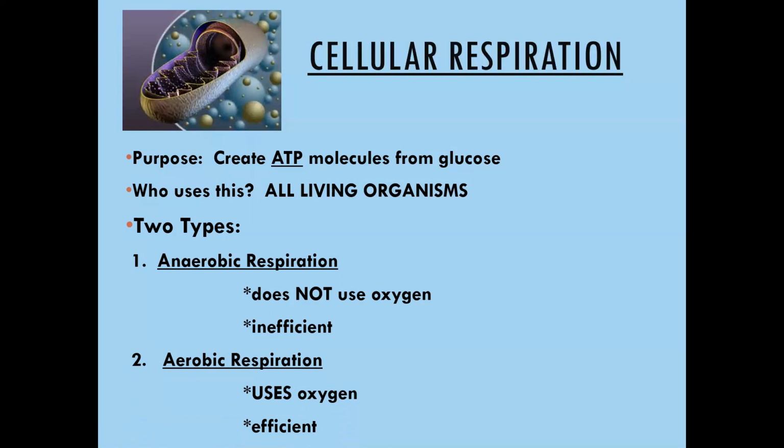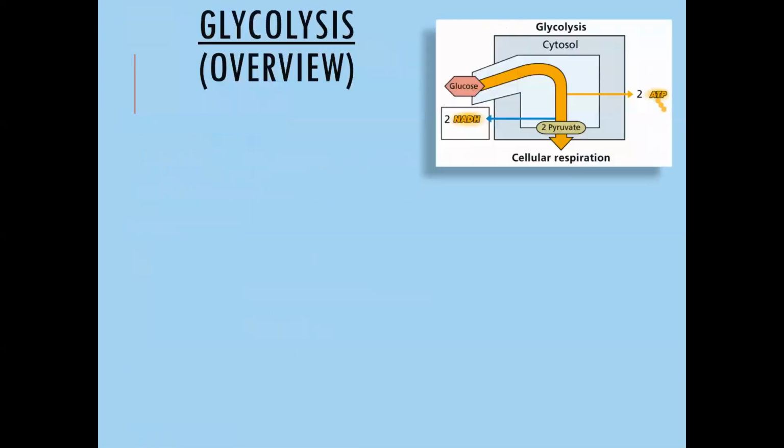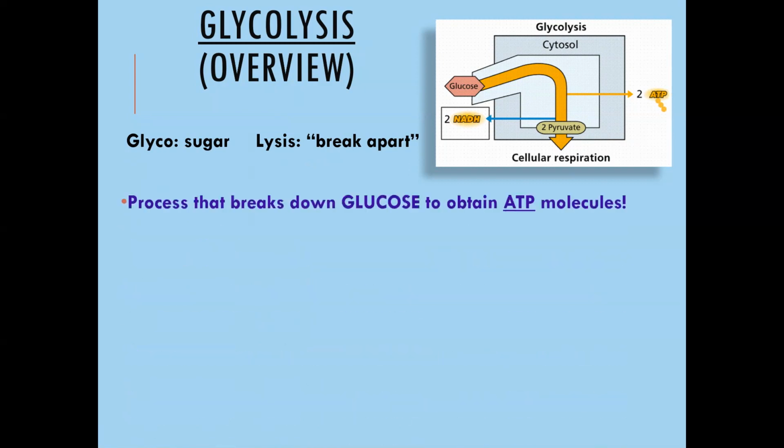So we need to make sure we know these two types and the differences between them. We're going to start with anaerobic respiration, and we're going to go through all of the steps of that. The good news is they both start with the same step, glycolysis. I've preached a little bit about prefixes and suffixes the whole semester, but it's really important that you know these things because in the future it helps you figure out other words that you may not know the definitions of. So glyco means sugar and lysis means to break apart, and that's exactly what's happening during glycolysis. Sugar is being broken apart. It breaks down glucose to obtain ATP molecules.